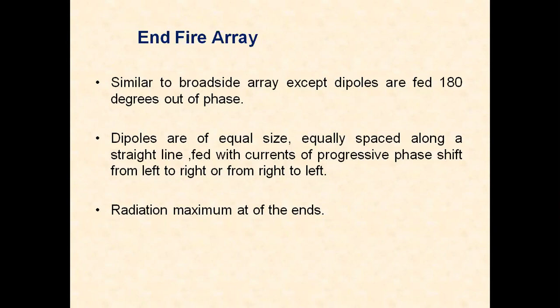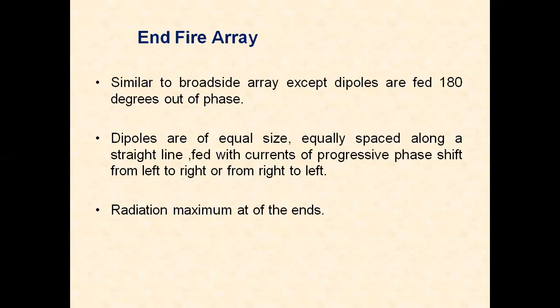So in this end-fire array, dipoles are equally sized, spaced along a straight line. We are feeding the currents from one antenna to the other progressively. There is a phase shift from left to right. We can feed the signal from left to right or from right to left, depending upon in which direction we want to radiate that particular energy. So by doing so, the radiation is maximum at the ends, that means parallel to the array axis.